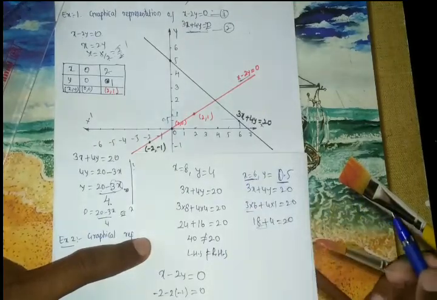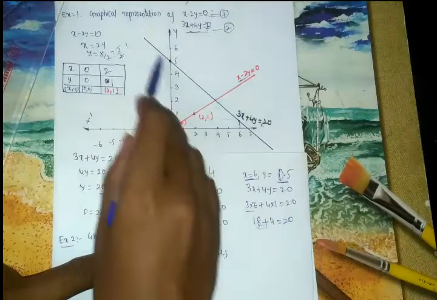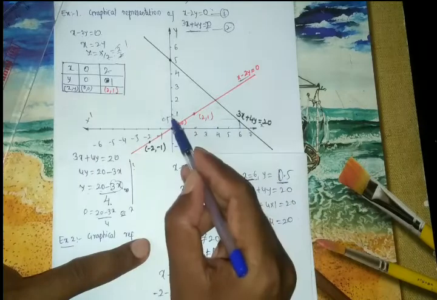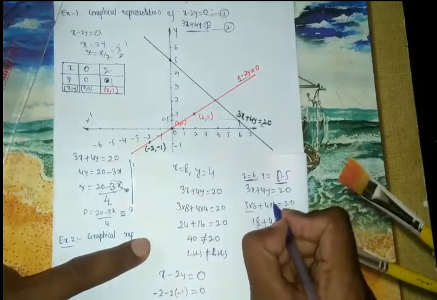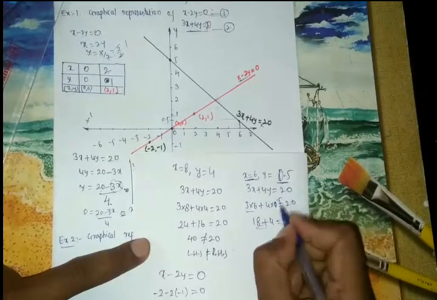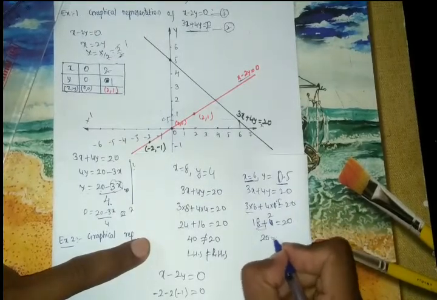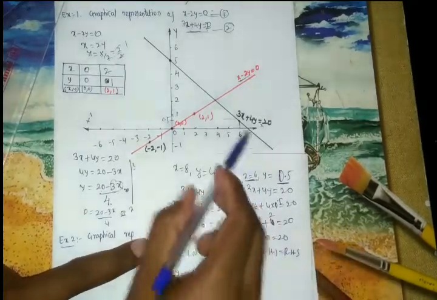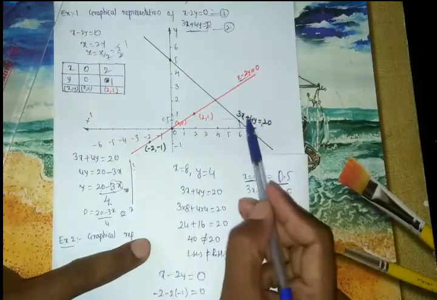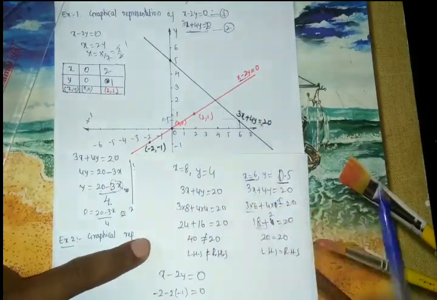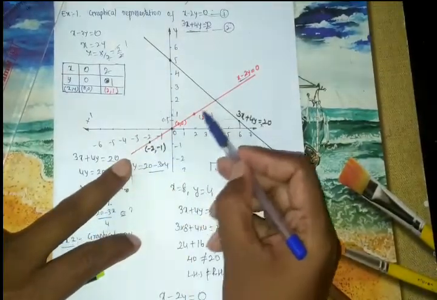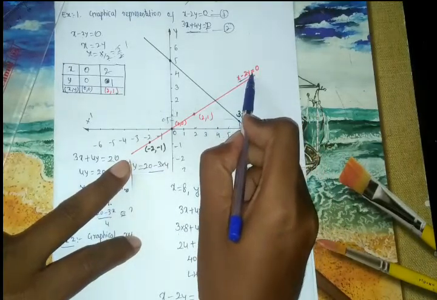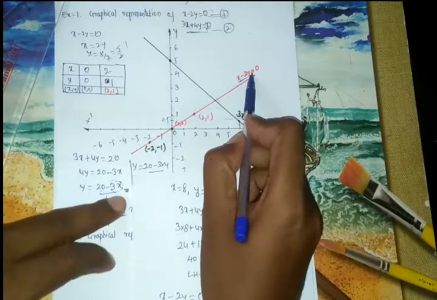When you take x as 6 on this line, the corresponding y value will be 0.5. So if I put y as 0.5, this will be 2. So 20 equals 20. LHS equals RHS. So any point on the line will give the solution for this equation. And any point on this line will give the solution for this equation, x minus 2y equals 0.